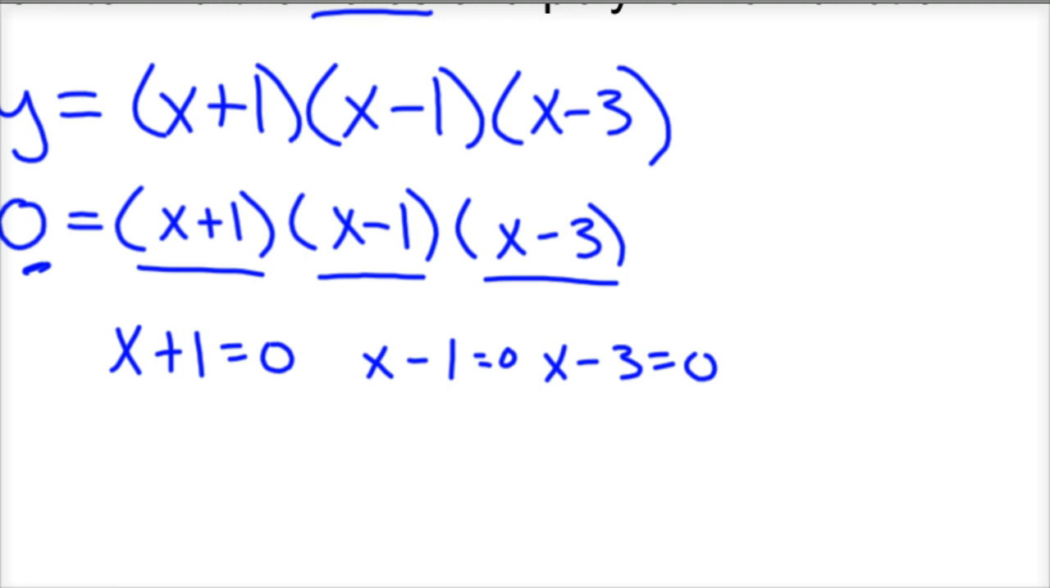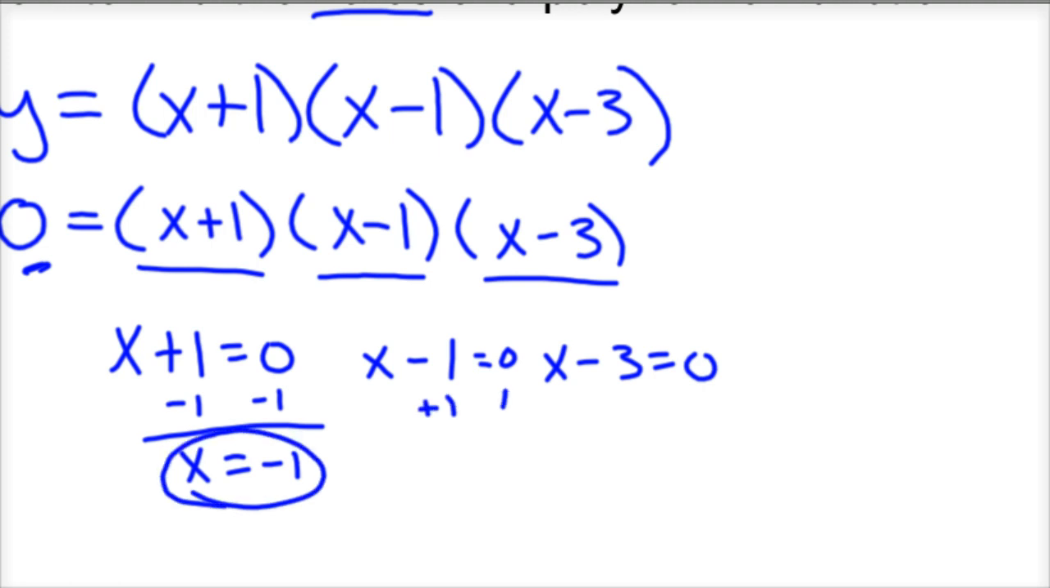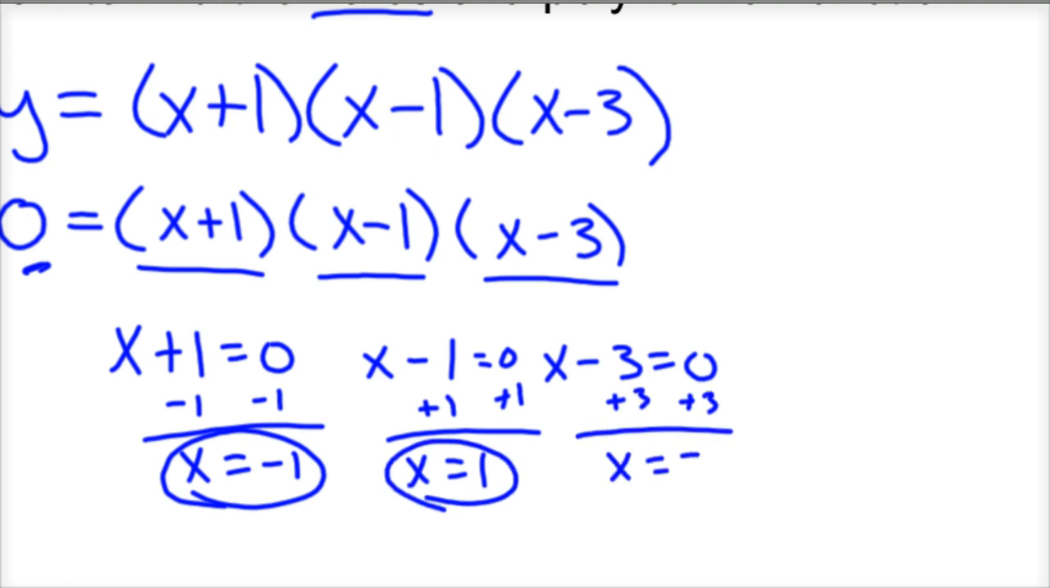So here, if you were to solve this, you'd subtract 1. And so you'd have x equals negative 1. There's one of your zeros. Here you'd add 1 to both sides. And so x is equal to positive 1. And then over here, you'd add 3 to both sides, and x equals positive 3. Those are your three roots. Those are your three zeros. Those are your three x-intercepts.